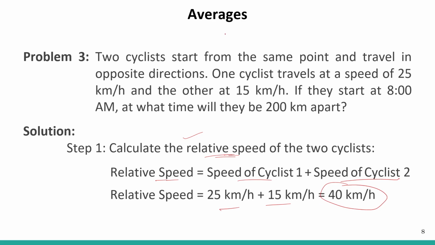Now you can assume one person is just standing right here and the other person is moving. But in the original case, they started from here, then one started moving left and the other started moving right, and we have to calculate the time. At this moment, it was 8 a.m., right? And if they will be 200 kilometer apart, then what will be the time?